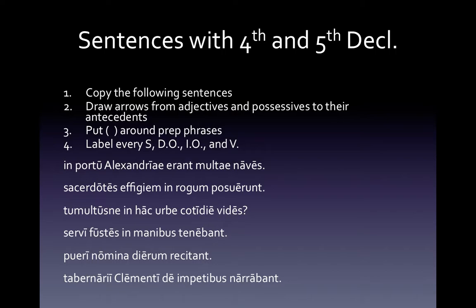Let's look at some sentences. Pause the video for a moment, write down these sentences, draw arrows from any adjectives or possessives to their antecedents, put parentheses around the prep phrases. There are no relative clauses, so don't worry about that, but then go back and label every S, DO, IO, and verb.